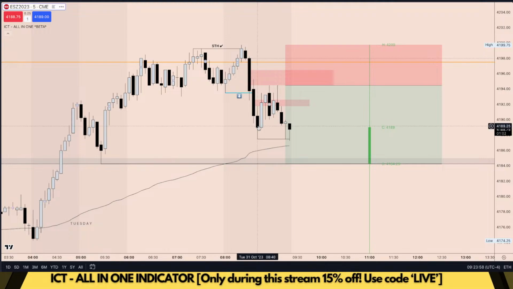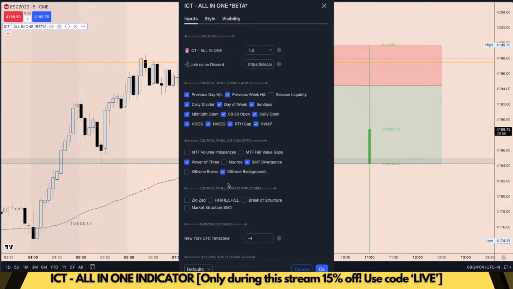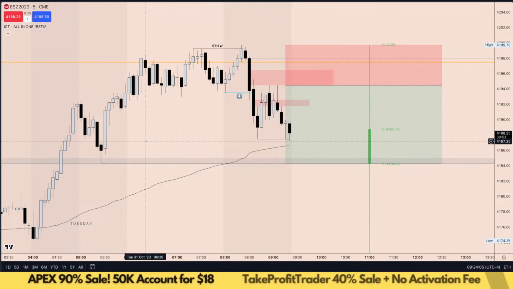I've got some other stuff to work on too, like the ICT all-in-one indicator, to finish off the beta version and push that update.